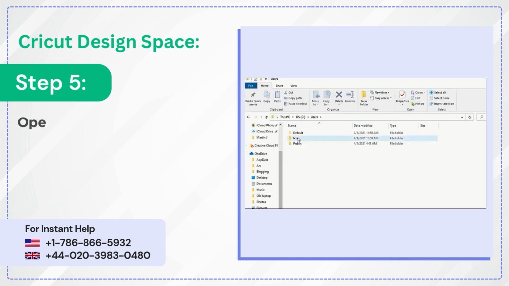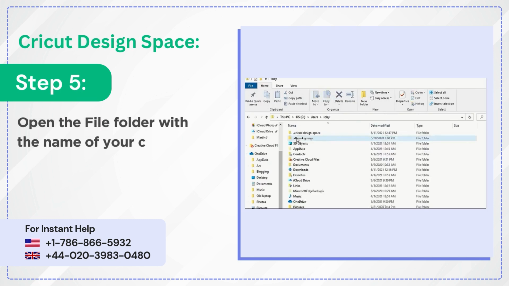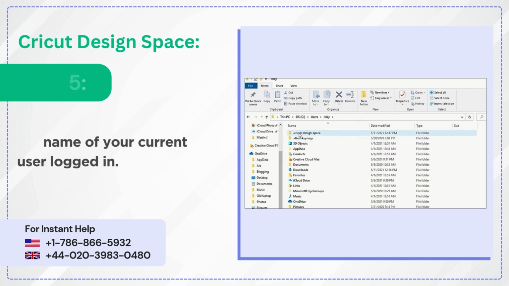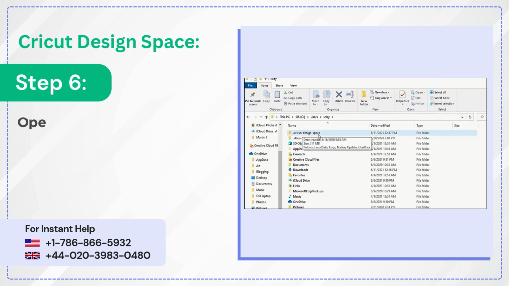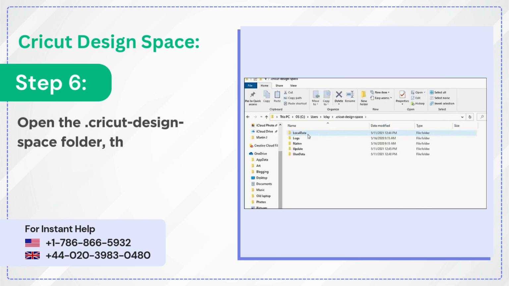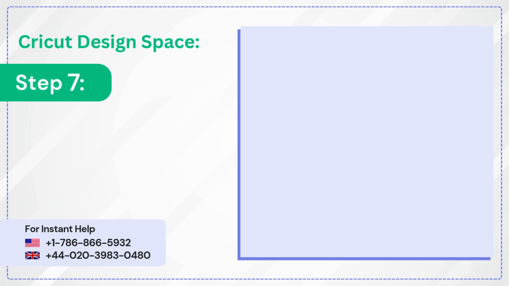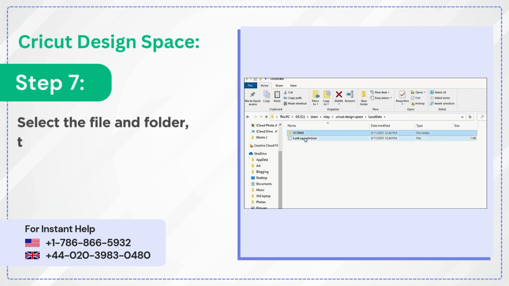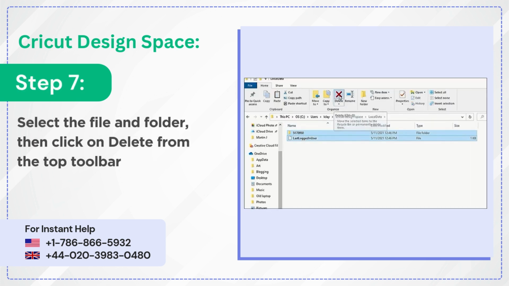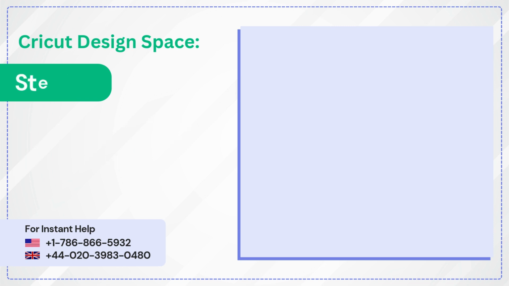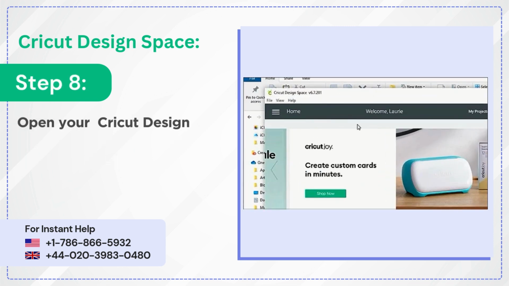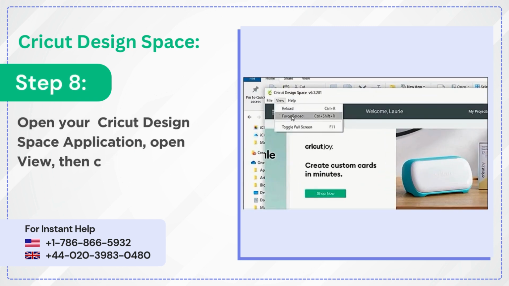Step 5. Open the file folder with the name of your current user logged in. Step 6. Open the .Cricut Design Space folder, then click on the LocalData folder. Step 7. Select the file and folder, then click on Delete from the top toolbar. Step 8. Open your Cricut Design Space application, open View, then choose Force Reload.